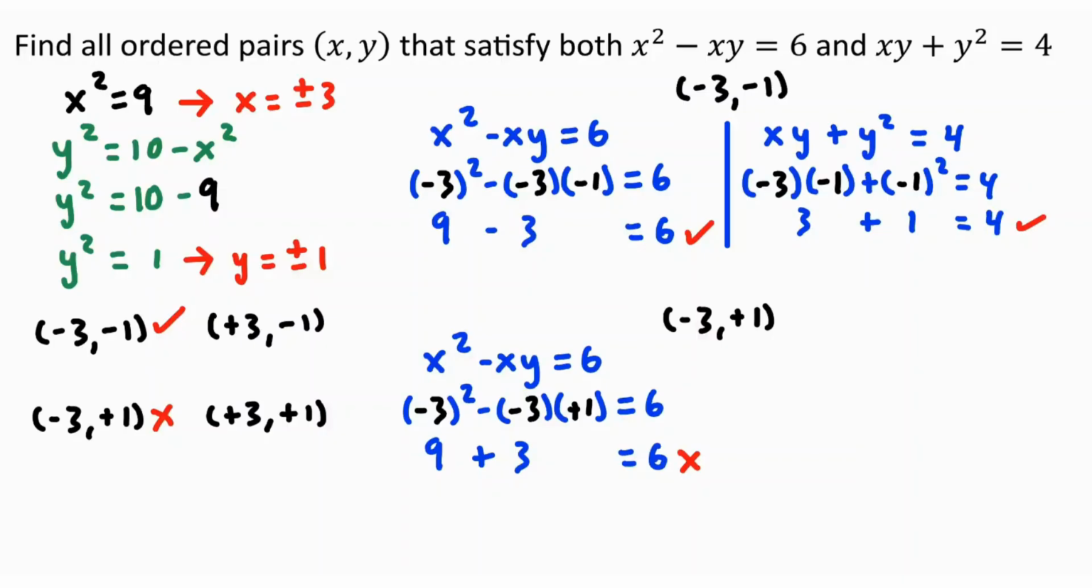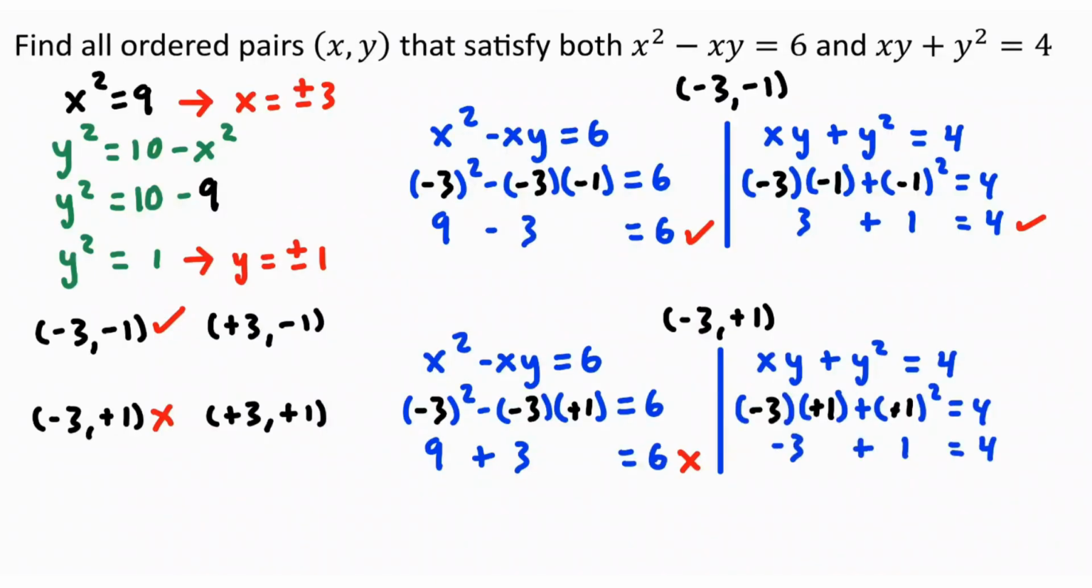There's no need to check the other ones since we know that one of them doesn't work. But just in case, we can substitute in anyway, simplify it, and it turns out that it doesn't work. So we have negative 3, negative 1, but not negative 3, positive 1.